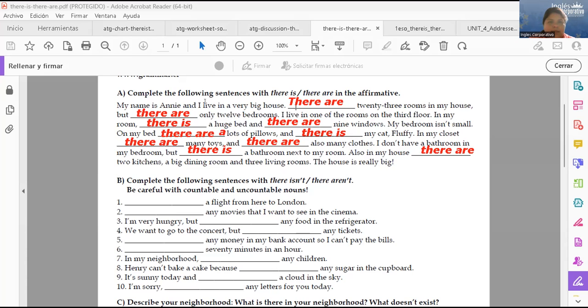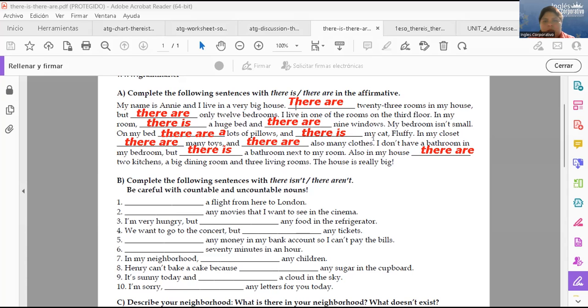My name is Annie and I live in a very big house. There are 23 rooms in my house, but there are only 12 bedrooms. I live in one of the rooms on the third floor. In my room, there is a huge bed and there are 9 windows. My bedroom isn't small. On my bed, there are a lot of pillows. And there is my cat, Fluffy. In my closet, there are many toys. There are also many clothes.